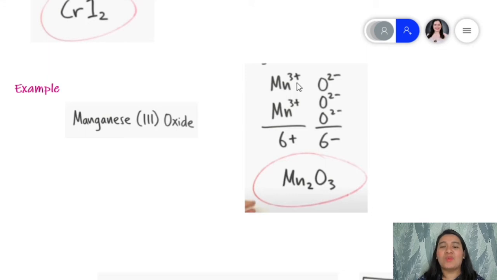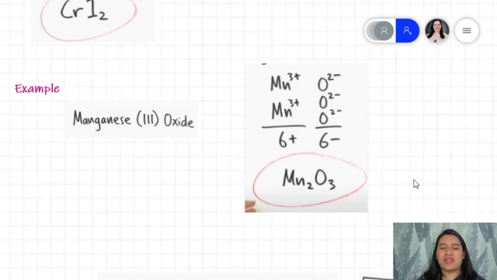So we will add another manganese, Mn3 positive. So this is already 6, this is 4. So we add another oxygen. So 2, 4, 6. It tells that it is already balanced with manganese. So 6 positive and 6 negative.